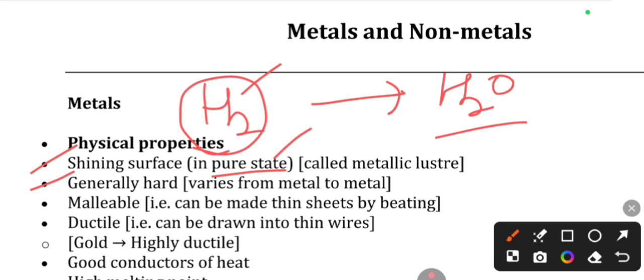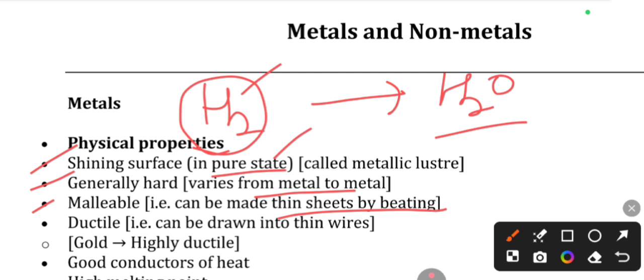Generally they are hard. That belongs to metals. Few metals are soft also, but generally they are hard, meaning 90% they are hard, because their electrons are tightly bonded. Next property, it is malleable. It can be converted into sheets on beating. If you beat the metals, then it will convert into sheets.